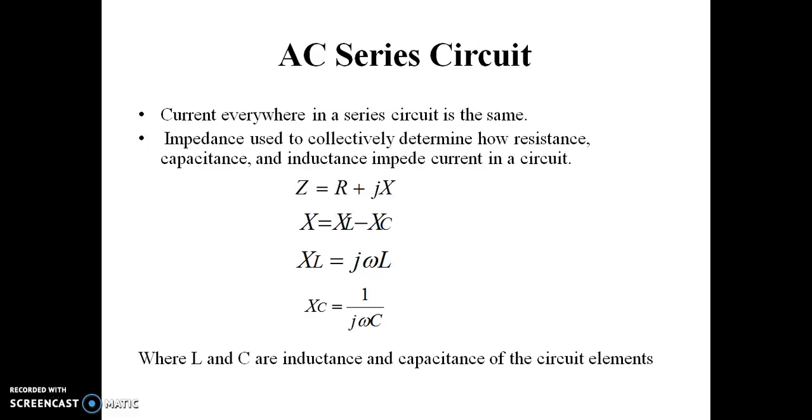AC series circuit. Current everywhere in a series circuit is the same. Impedance is used to collectively determine how resistance, capacitance and inductance impede current in a circuit. Z is equal to R plus jX, where Z is the impedance, R is the resistance and X is the reactance. So reactance is nothing but the sum of inductive and capacitive reactance, which is given by XL minus XC, where XL is equal to j omega L and XC is equal to 1 by j omega C, where L and C are inductance and capacitance of the circuit elements.